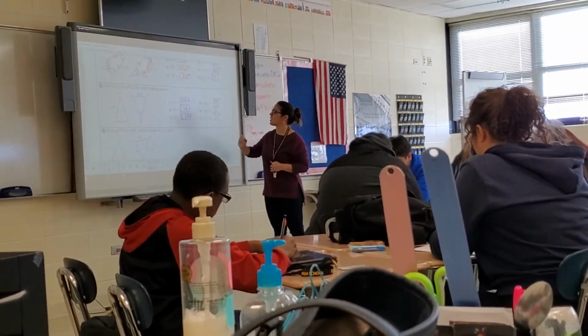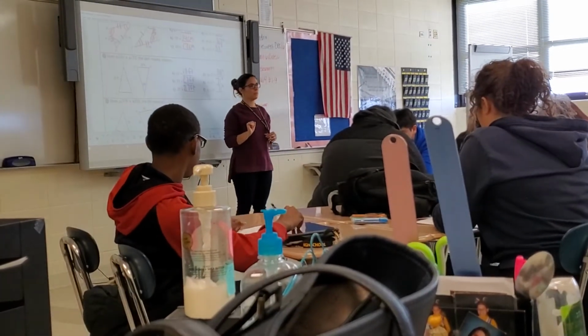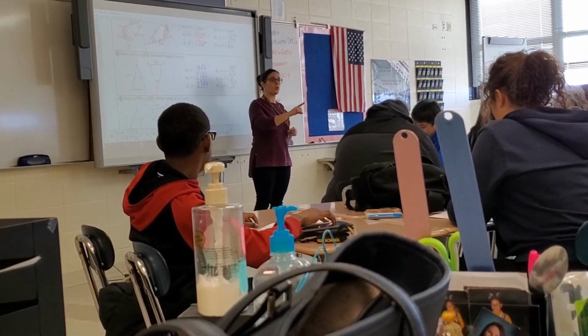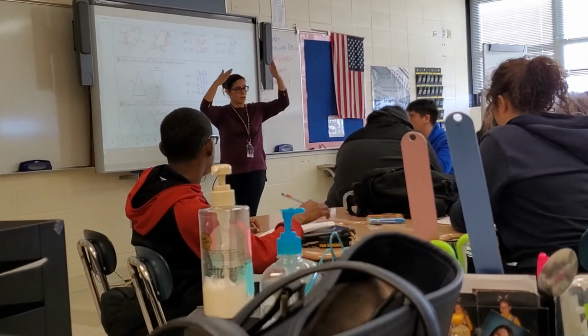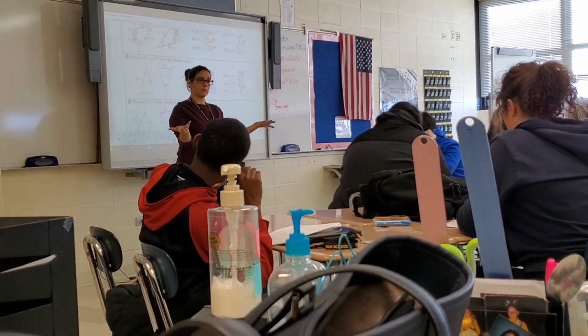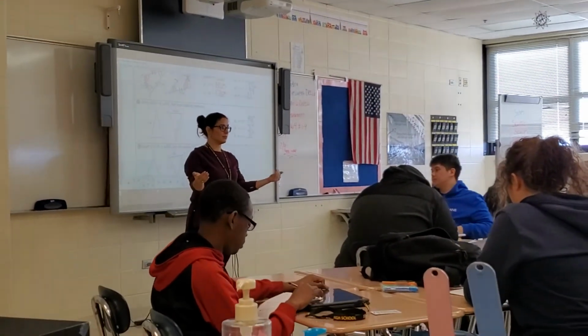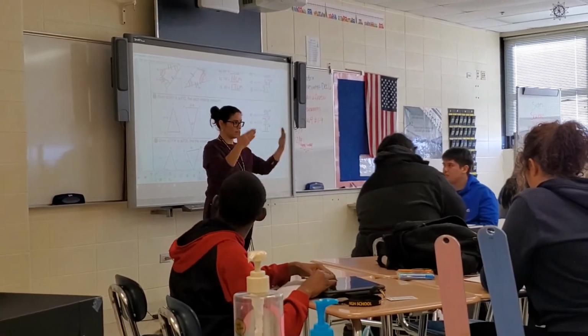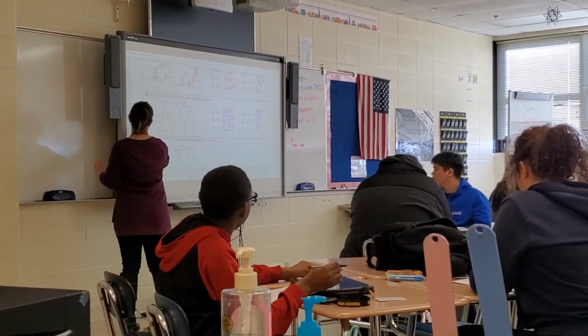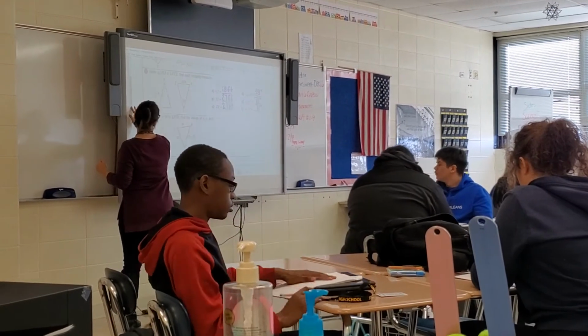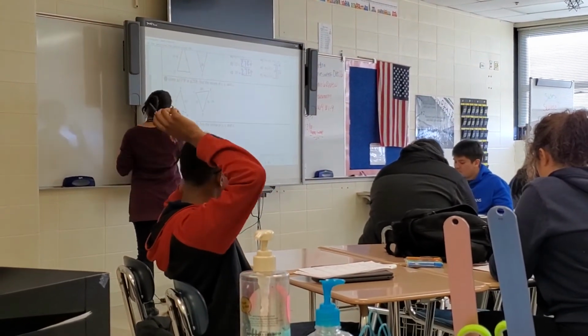Yes. What kind of triangle is that? Isosceles triangle. What do we know about isosceles triangle? The sides are congruent, which means the bottom angles are congruent. Sides congruent, angles are congruent. Okay? All right. Let's look at number 6.